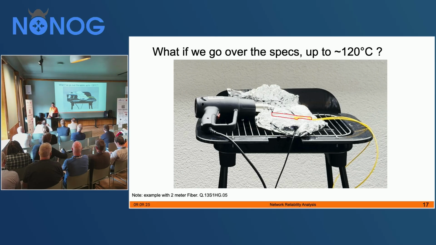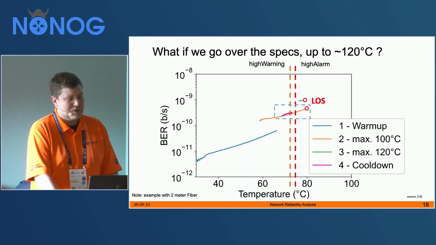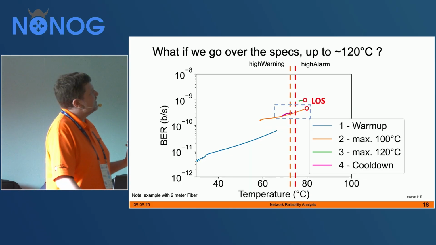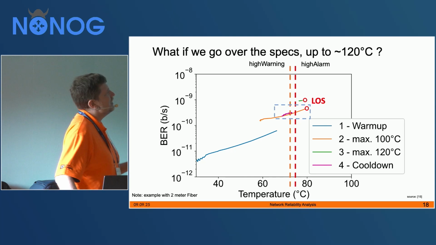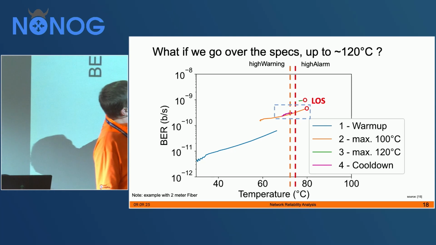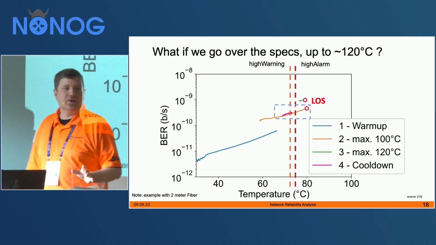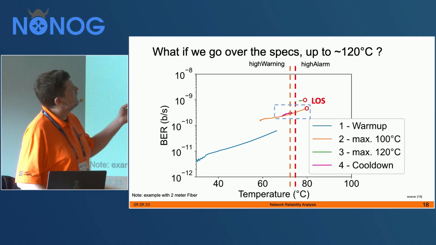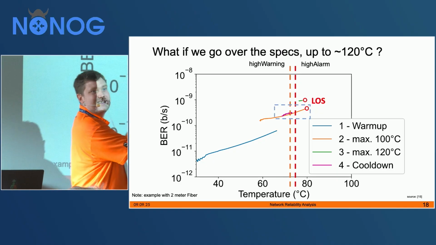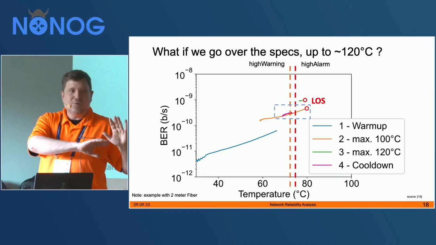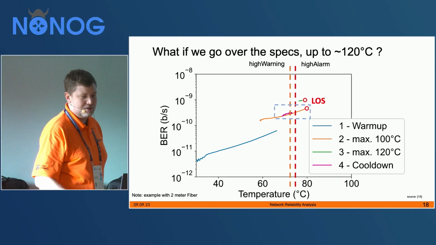I used the heat gun, not these heat guns that is for the hair. It's a special one that can go up to 600 degrees. So be careful with that experiment. And yeah, I tried it out with 2 meters and wanted to see how long it survives if we make it too hot. Usually when you connect your transceivers to your network gear, you can read out high warning, high alarm. That is pretty usual on managed switches. And we wanted to find out how realistic are these margins? How much can you go beyond those?